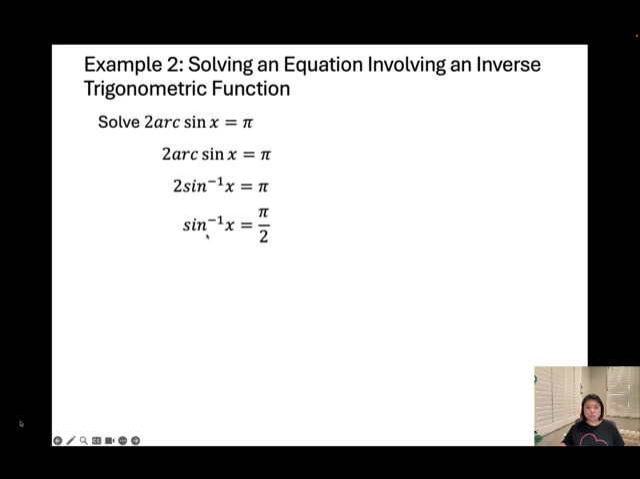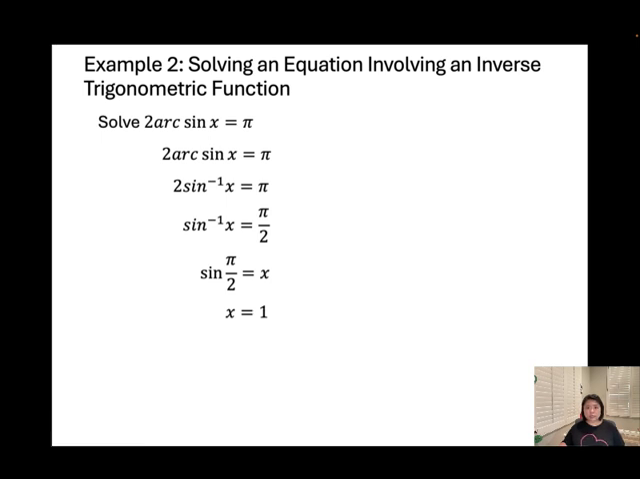So inverse sine of x equals pi over 2. We could rewrite it as sine of pi over 2 equals x. And think about it, what is sine of pi over 2? Think about the unit circle. Pi over 2 is going to be here, so sine of pi over 2 should be equal to 1.